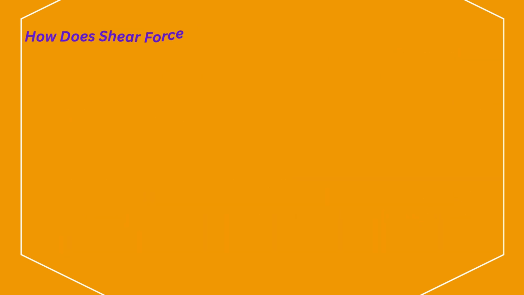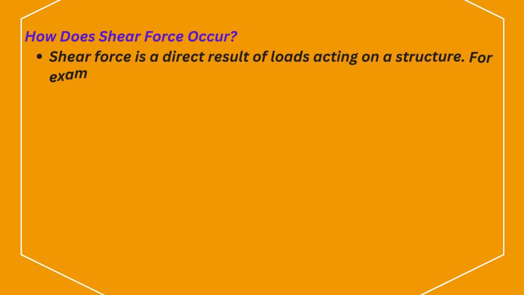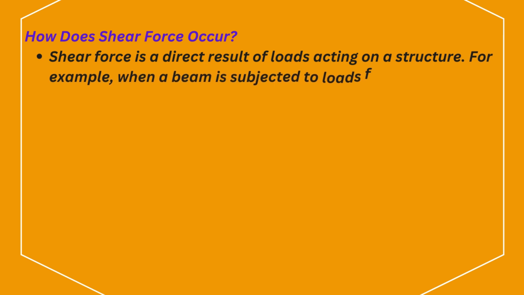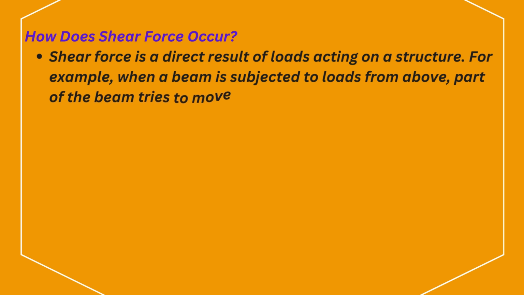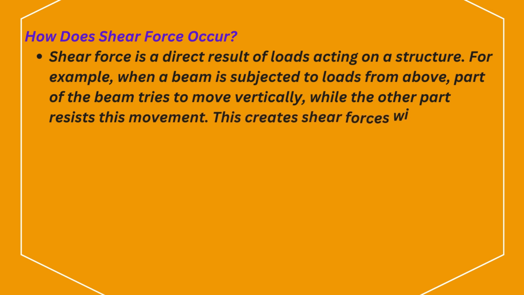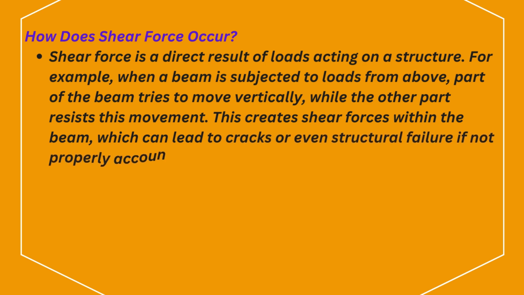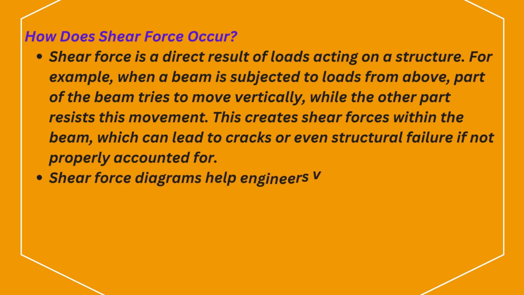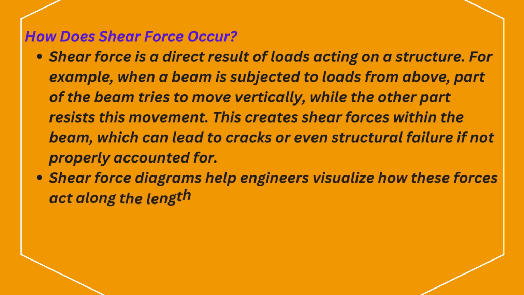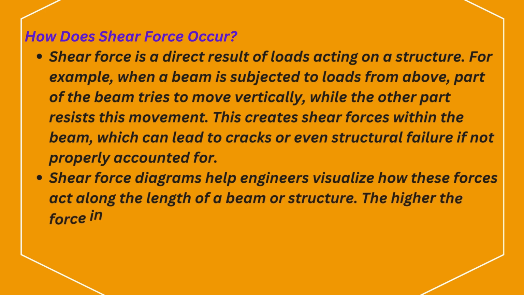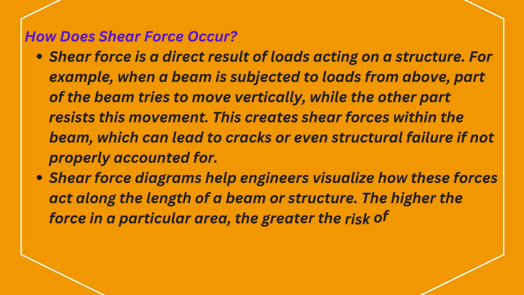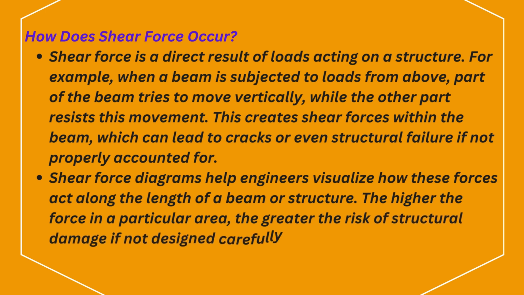How does shear force occur? Shear force is a direct result of loads acting on a structure. For example, when a beam is subjected to loads from above, part of the beam tries to move vertically, while the other part resists this movement. This creates shear forces within the beam, which can lead to cracks or even structural failure if not properly accounted for. Shear force diagrams help engineers visualize how these forces act along the length of a beam or structure. The higher the force in a particular area, the greater the risk of structural damage if not designed carefully.